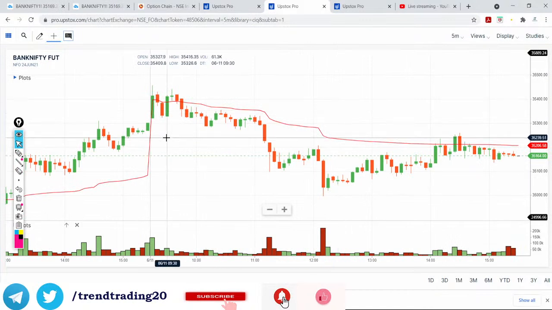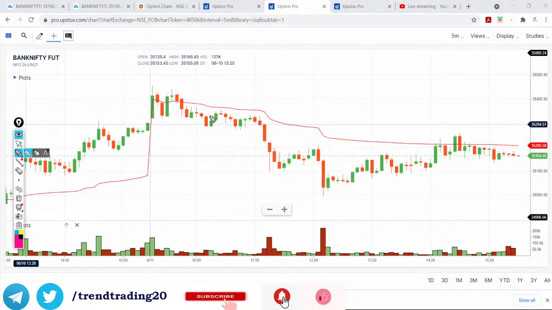We need to split this chart in every 1 hour, like 9:15 to 11:30 is the first phase of the market, which I personally told you.